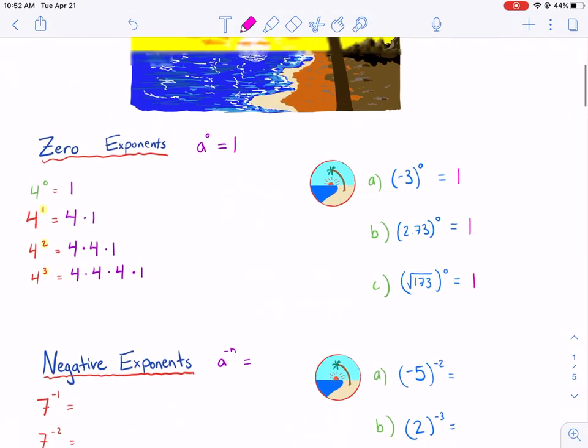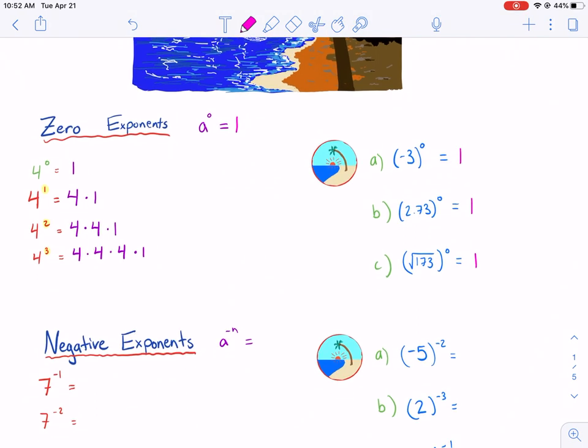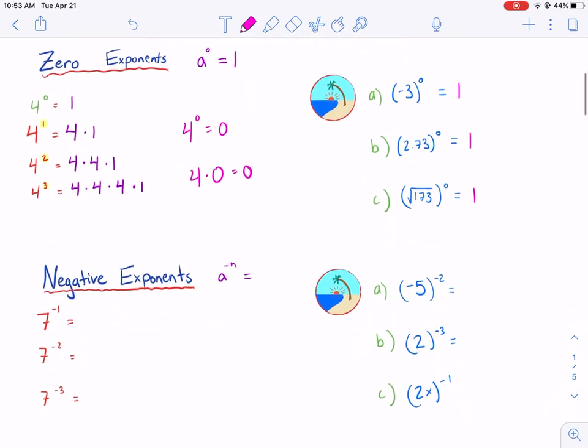So as you can see, anytime you see something raised to the 0 power, it is always equal to 1, okay? It's not equal to 0. That's a common misconception, that 4 to the 0 power equals 0. That's not true because 4 times 0 equals 0. So don't think that. Let's cross that one off.